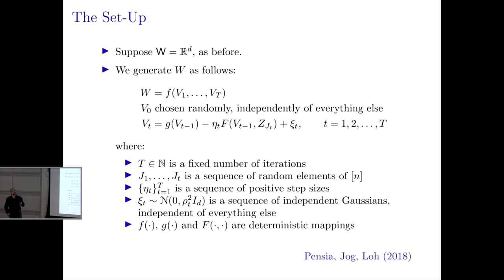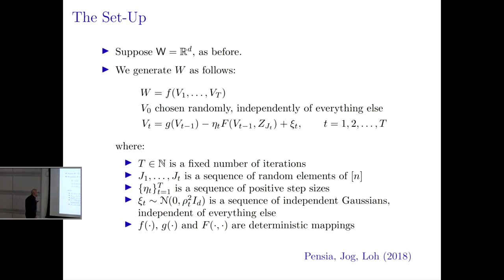Once again, the motivation here is really inspired by all of this. Basically these days, if you want to solve a learning problem, you don't even think. You just train a neural net by gradient descent with some bells and whistles. So now our parameter space is once again going to be d-dimensional Euclidean space. But we're going to generate W in an iterative process. So W itself is going to be some deterministic function of vectors V1 through VT. So T is uppercase, but it's deterministic. It's a number of iterations.